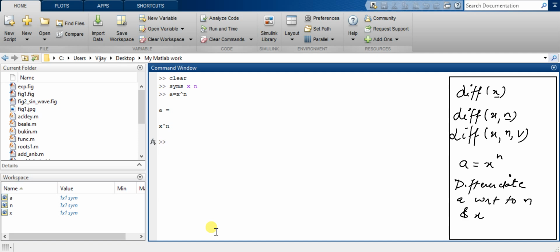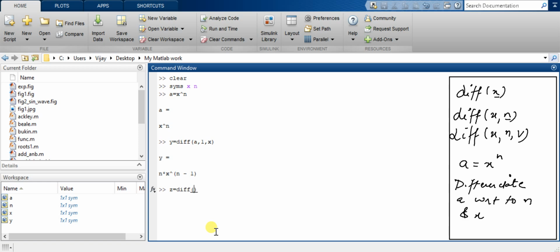Let's take differentiation with respect to x, and y equal to diff of a comma first order we take, and with respect to which variable? Here x to the power n is stored in a, with respect to x we have to take. So when you hit enter, this will give you n into x to the power n minus 1, which is the differentiation with respect to x.